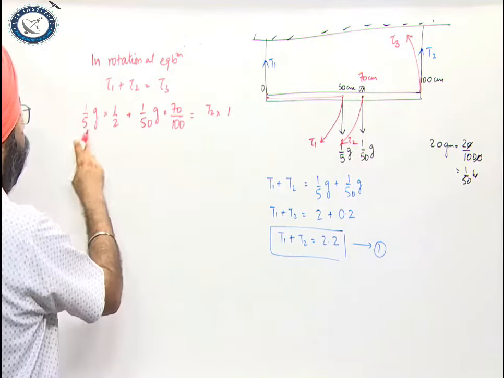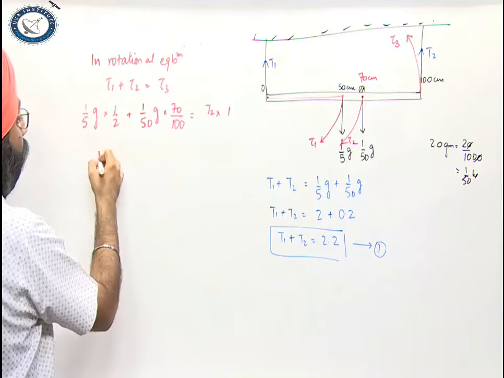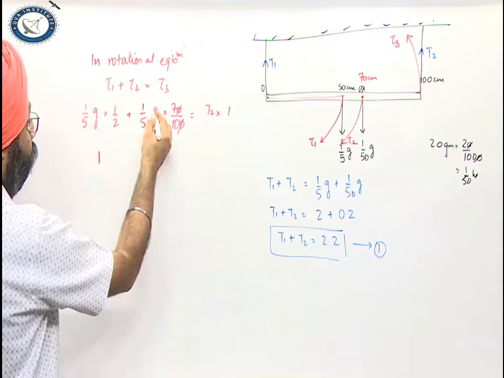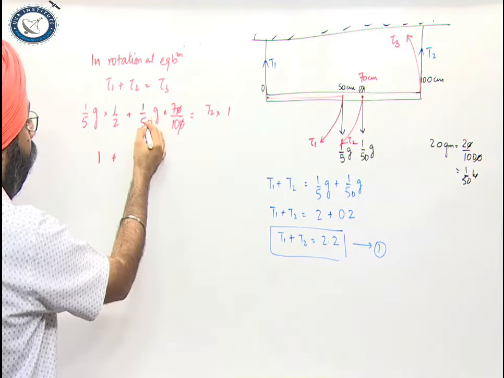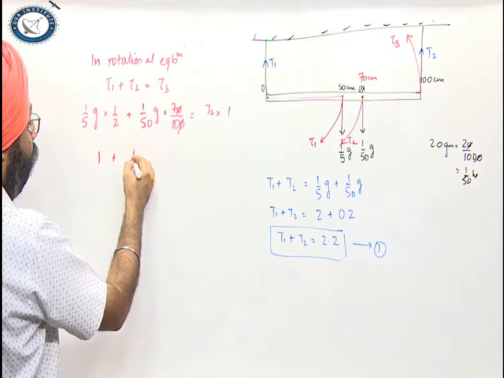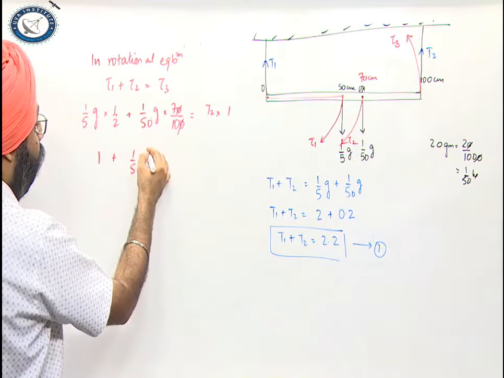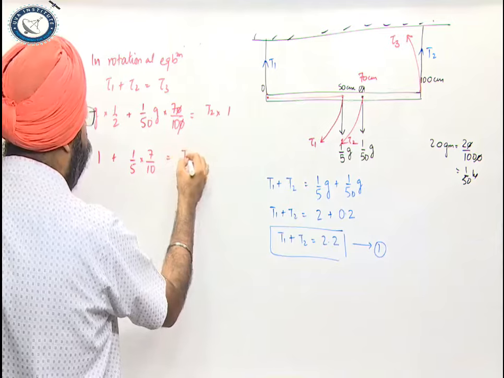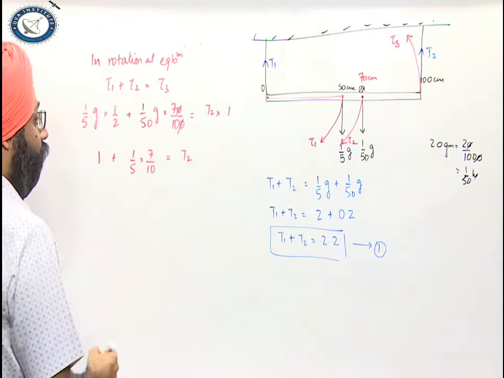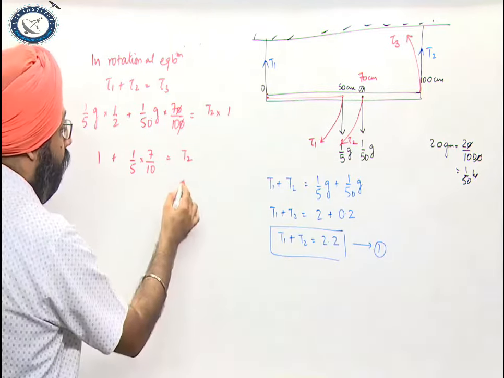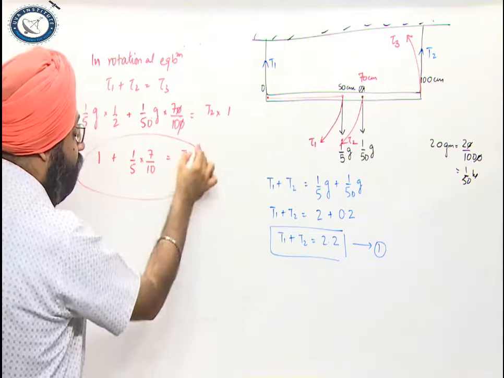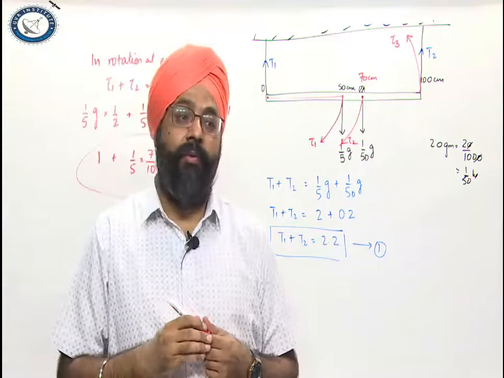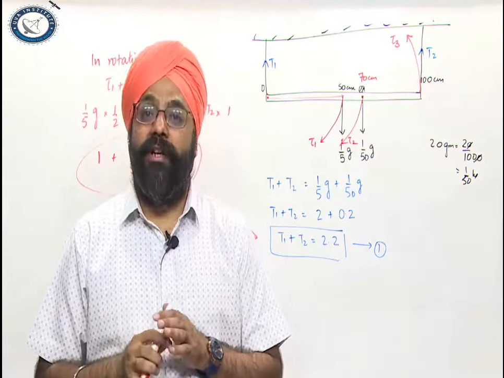So we have got this equation. G upon 10 is 1. Ten upon 0.5, 1 by 5 into 7 upon 10 is equal to T2. You can calculate this value to get the value of T2, and the value of T2 can be substituted over here to get the value of T1. So this is how we can get the values of T1 and T2.